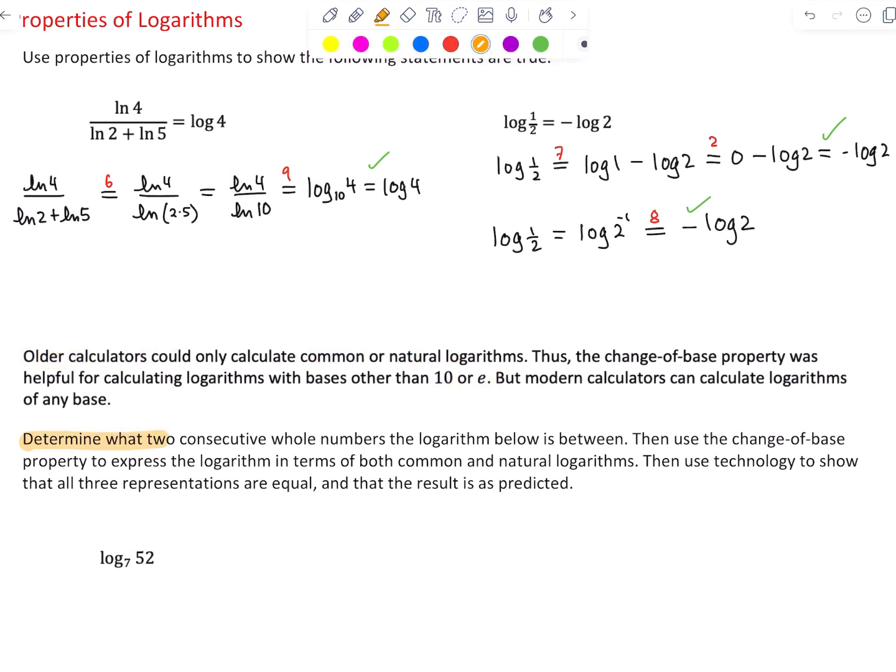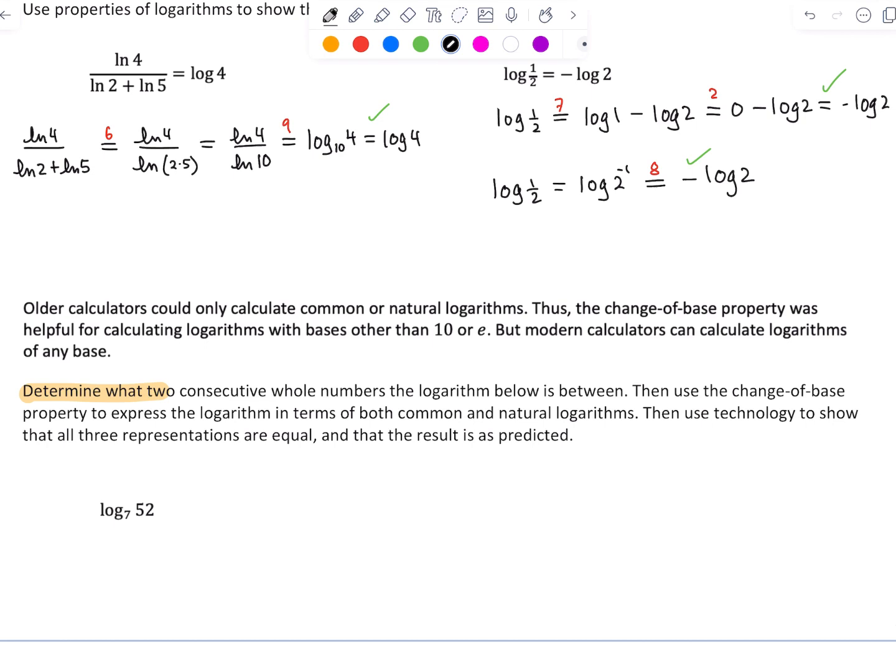Determine what two consecutive whole numbers the logarithm below is between. Then use the change of base property to express the logarithm in terms of both common and natural logs. Then use technology to show that all three representations are equal and that the result is as predicted. All right, log base 7 of 52.